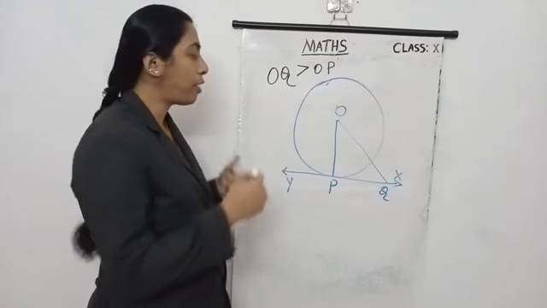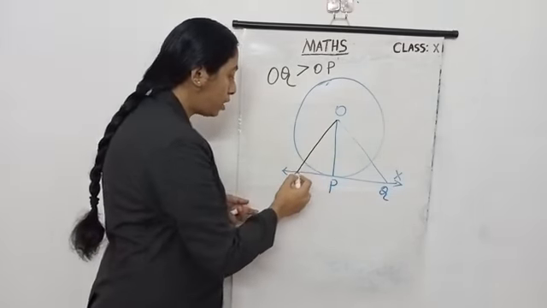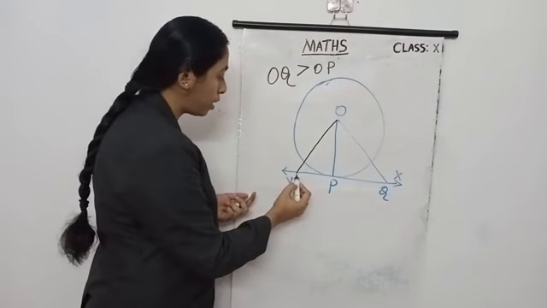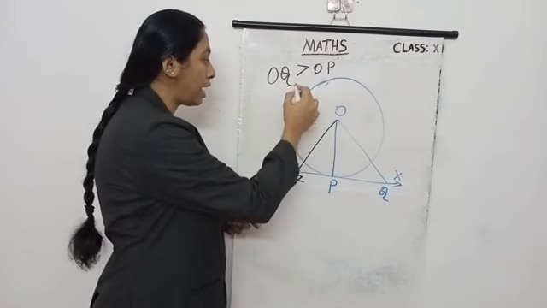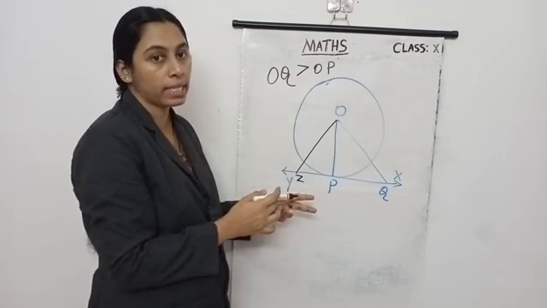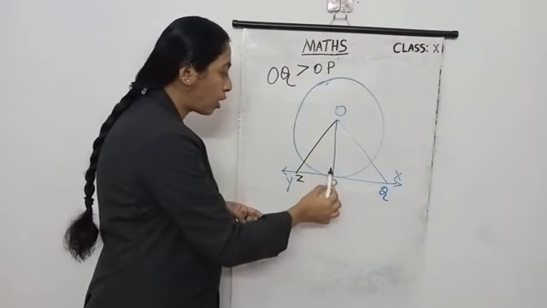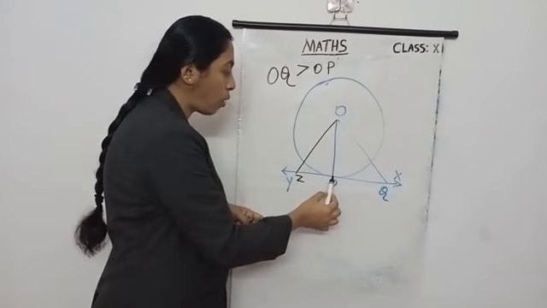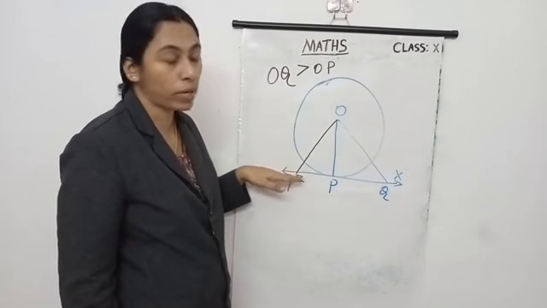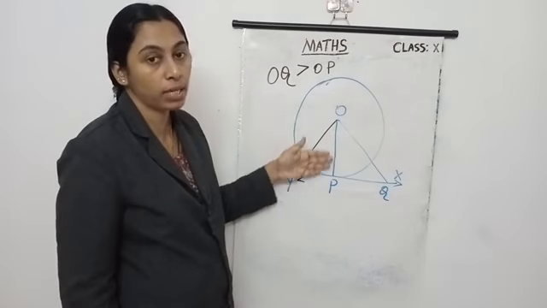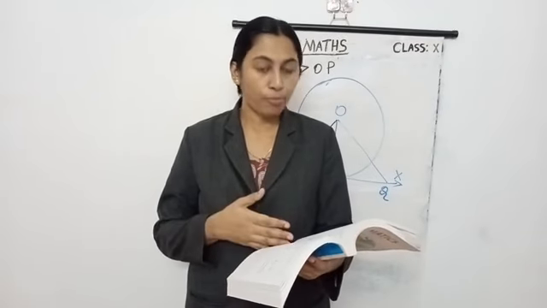In the same way, we take another point on line XY, say Z, that is also outside the circle. Then OZ is also greater than OP. So if we take any point on the tangent, all those line segments are greater than this radius. This radius is the shortest distance from the center to the tangent. So we can say OP is perpendicular to XY, because it is the shortest distance from the center to the point of contact. Now in your textbook, page 202, the proof is also given.